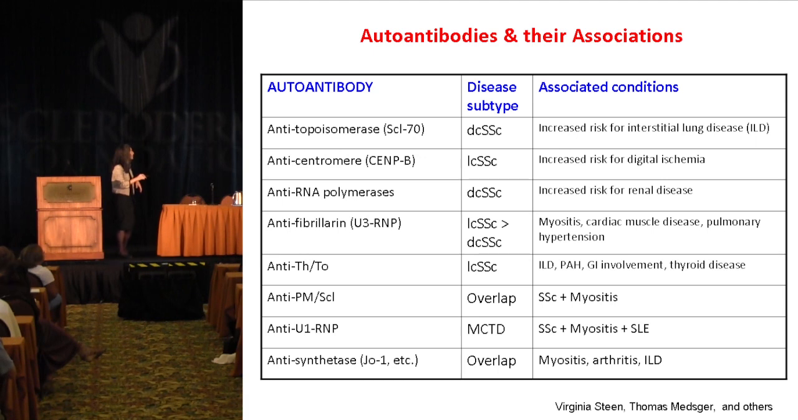Centromere antibodies, these are people that have limited scleroderma, and they're at risk for increased digital ischemia. Similarly, RNA polymerase 3 in particular gives a highly increased risk for developing scleroderma renal crisis. So we are very, very vigilant about monitoring these patients. And there's a number of other autoantibodies that I'm not going to talk about that we know are associated with certain disease, what we call phenotypes or disease flavors.